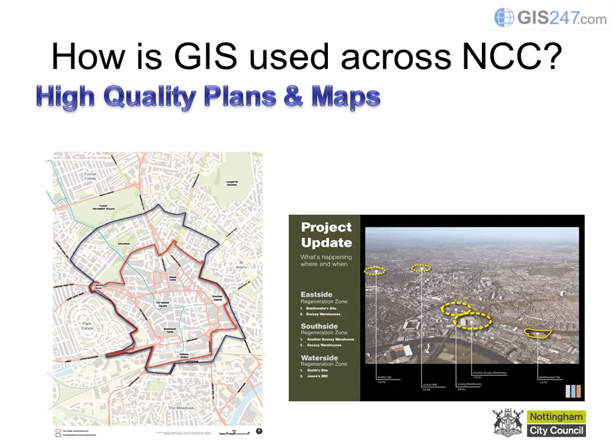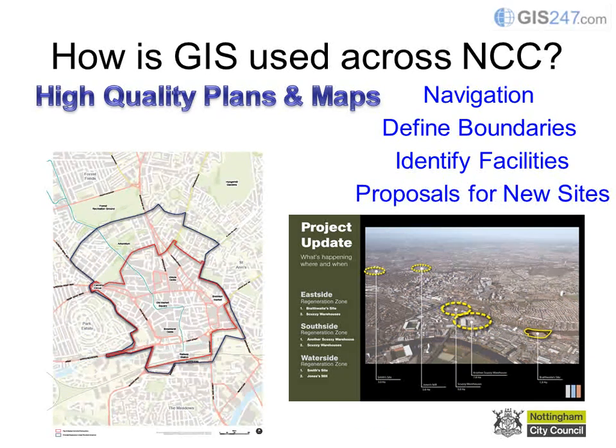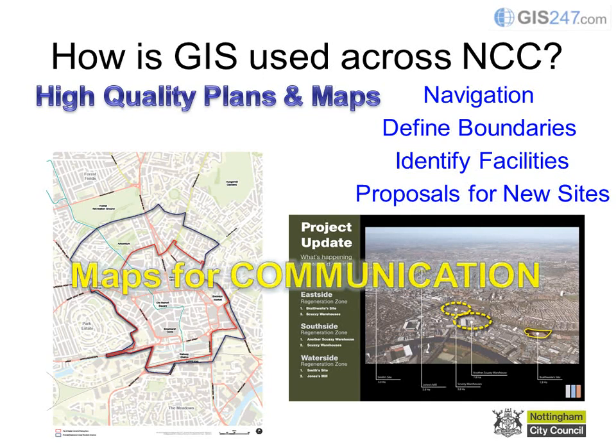Accurate and clear maps can be used by colleagues in a variety of ways: for navigation, to define existing boundaries and identify location of facilities, to set out proposals for new site areas and developments. A good clear map is a key communication tool.